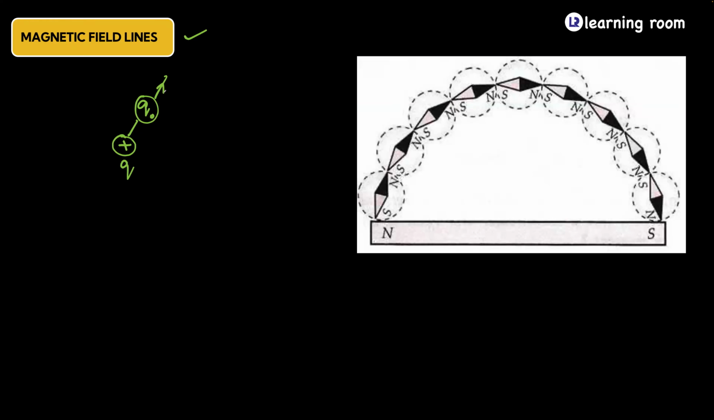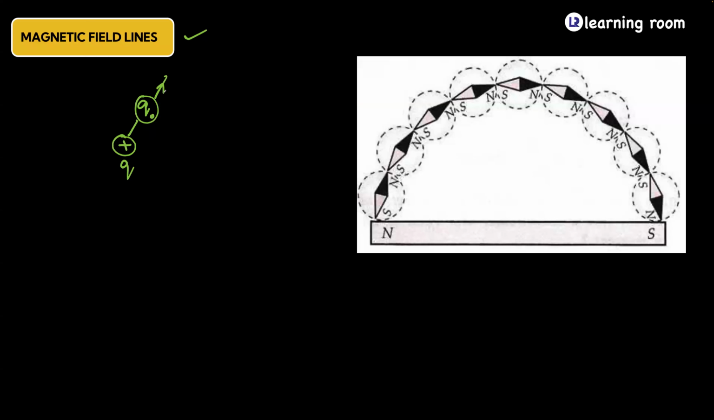Bringing the similar context here, if I give you a magnet, we cannot think of an isolated north or south pole. It is always a dipole. So when I think of a magnet, what is the test piece that I can use to find the direction? Here I have Q naught, but what can I use here? You can use another magnet, or you can think of a compass also, because a compass also has a magnetic needle.